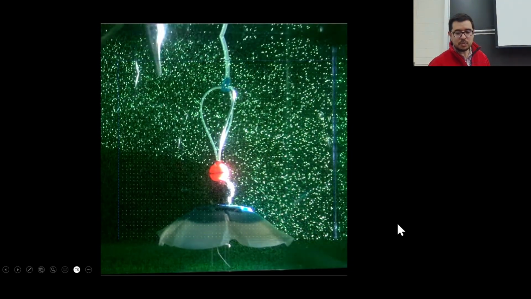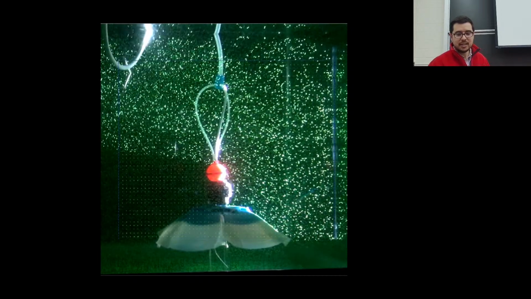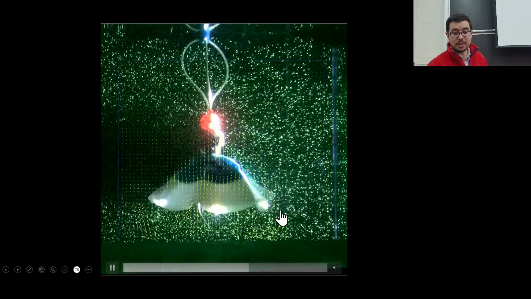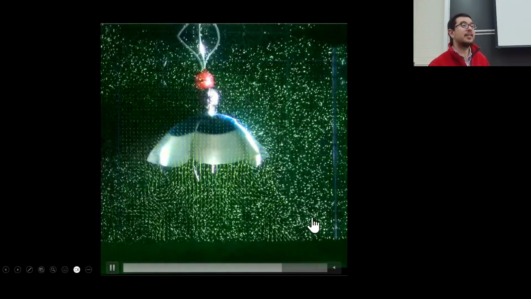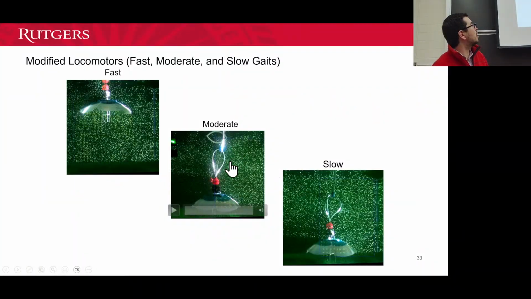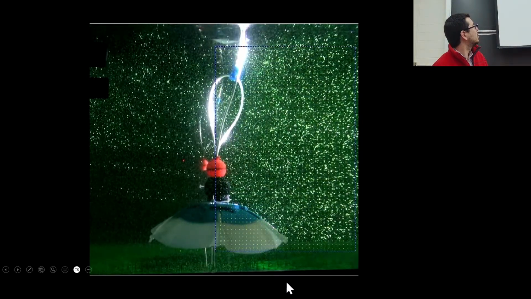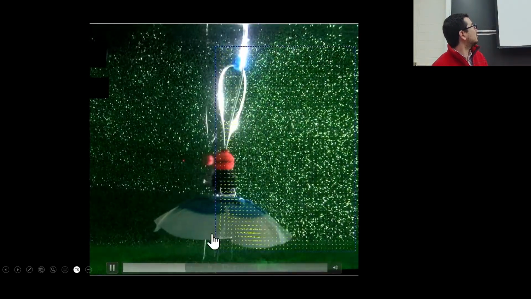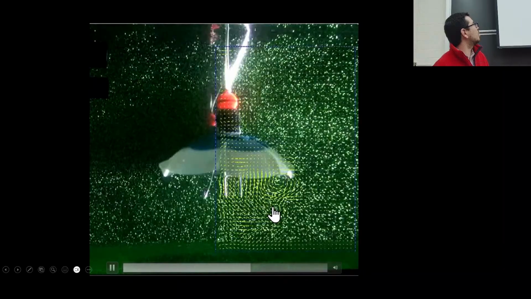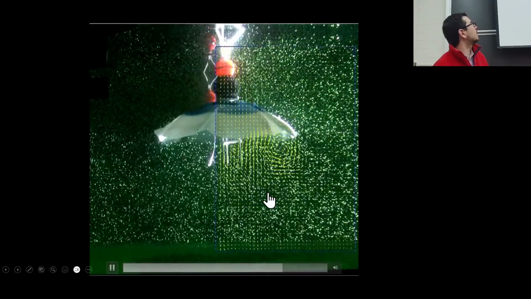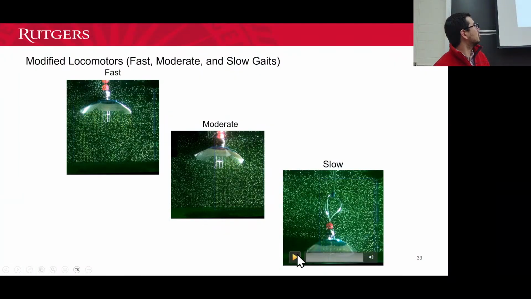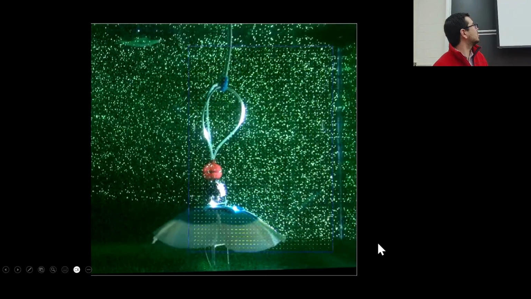Whoa, okay, this is what we would consider to be a fast gait. So it's moving, but you can see the vortices pretty clearly there, right? Yeah, that's pretty nice. And this would be a moderate gait. Look, it's an axisymmetric experiment. We're just showing the PIV on this side, right? This is the moderate gait, and then this is the slow gait.